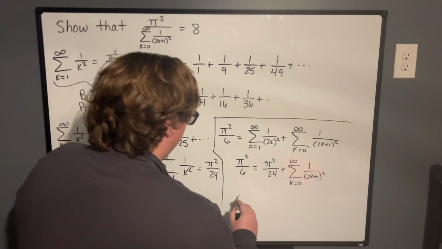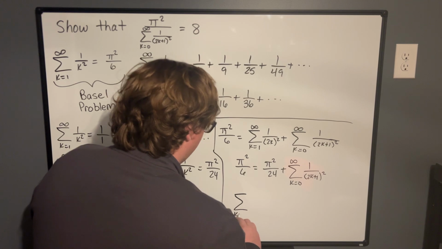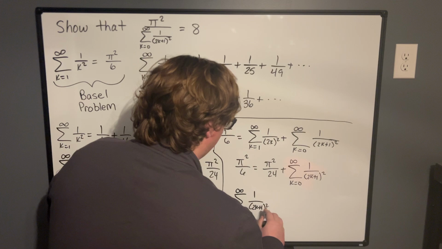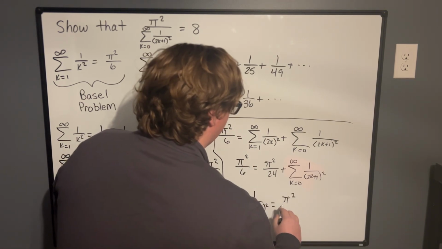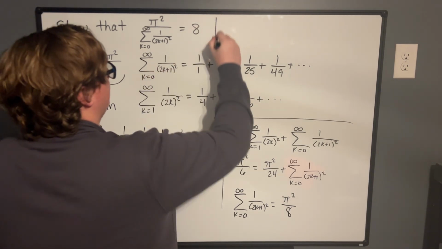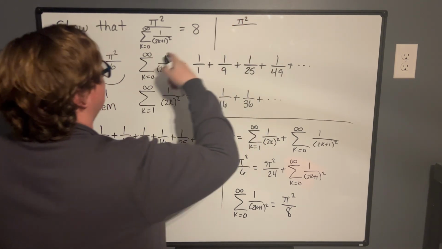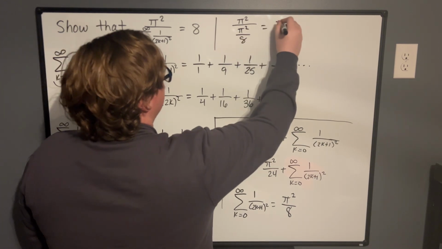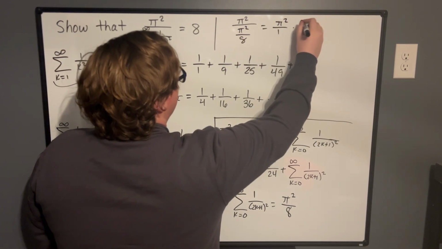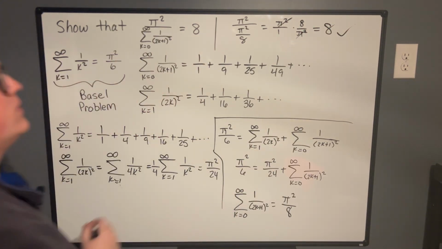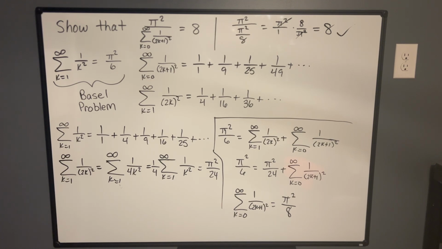When you do that, you'll find that the sum that we're looking for, from k equals 0 to infinity, 1 over 2k plus 1 squared, is equal to pi squared over 8. When we subtract those, we end up getting pi squared over 8. So knowing that, we can show that this is equal to 8 because we know this sum evaluated to pi squared over 8. So this is equal to pi squared over 1 times 8 over pi squared. These will cancel and we get 8. So we've shown that it's equal and that the clock is correct.